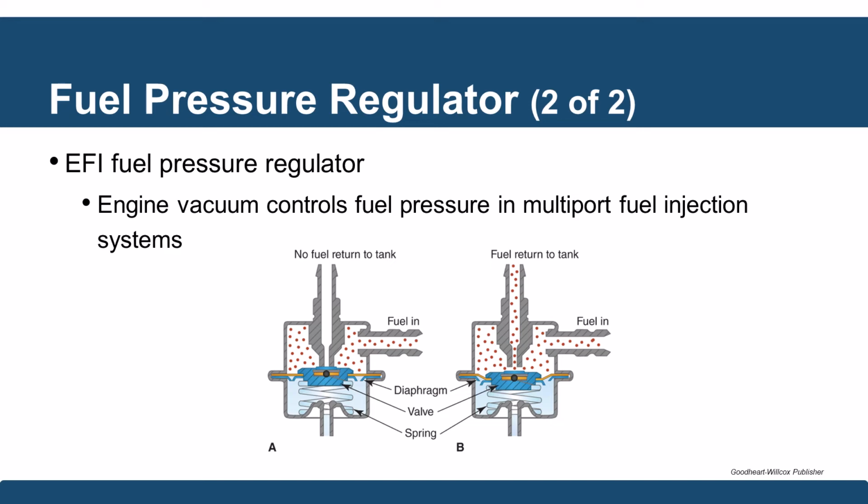So as you might recall, vacuum in the system is very high when it is at idle, and it drops when you open the accelerator, and this spring tension that is in the regulator would respond to that vacuum change and either increase or decrease fuel pressure.